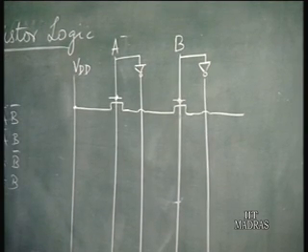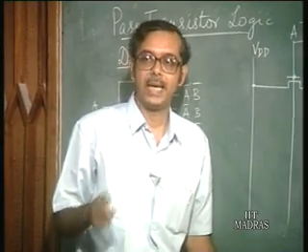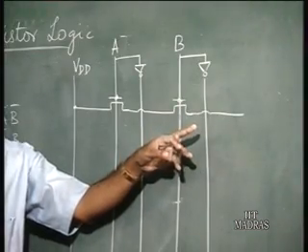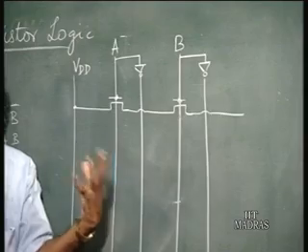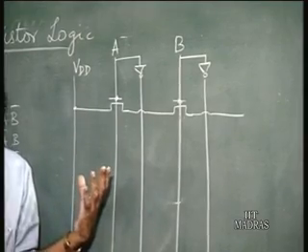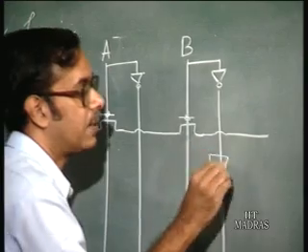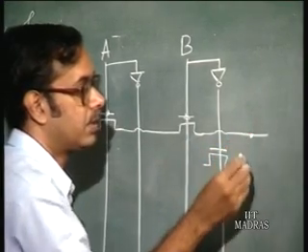But again, this is not complete, because when one of A and B is 0, the output is undefined. So you have to ensure that whether A or B goes low, the output must go low. So you require 2 additional transistors here.